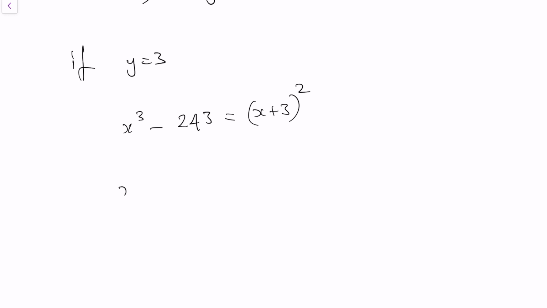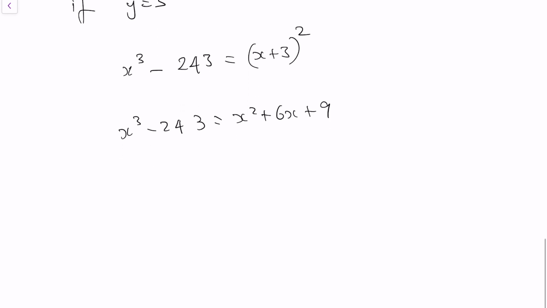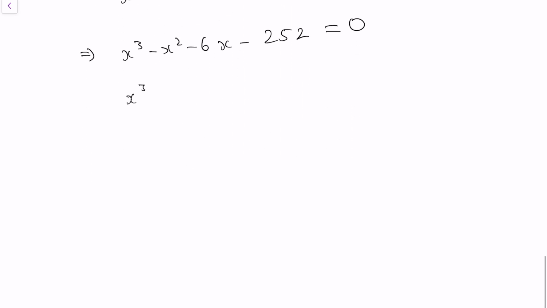Now, if we expand this, we have x cubed minus 243 is equal to x squared plus 6x plus 9. That implies we have x cubed minus x squared minus 6x minus 252 is equal to 0. We can rewrite it as x cubed minus x squared minus 6x, and instead of 252, we write it as 36 times 7, equal to 0.